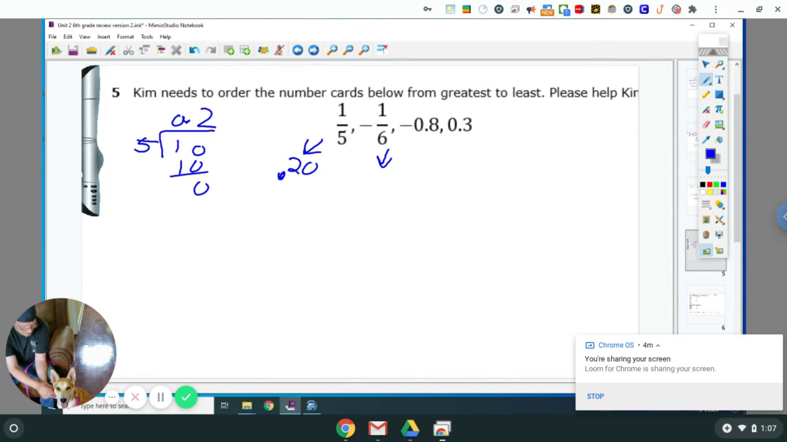Negative 1/6 is actually going to be a repeating number. It would be negative 0.166 repeating. So now we need the greatest number. The greatest number will be 0.3. Then comes the 1/5. And then the negative 1/6 is next because it's closer to 0 than negative 0.8.